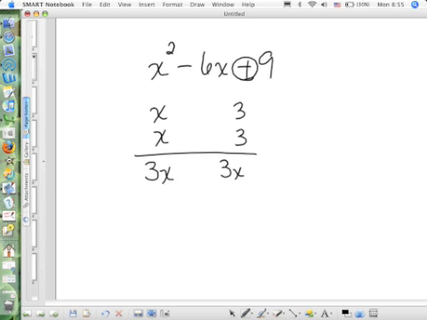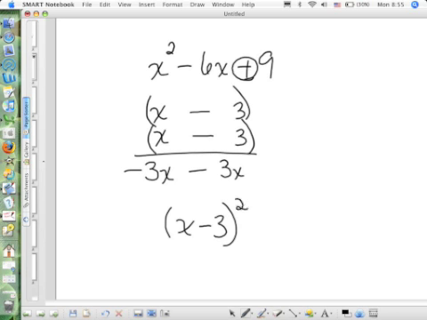Well, how can 3x and 3x add up to negative 6? If they're both minus, right? So we have x minus 3 times x minus 3. And how could you write that since it's both exactly the same? X minus 3 with the square on the outside of the parentheses, not on the inside of the parentheses.